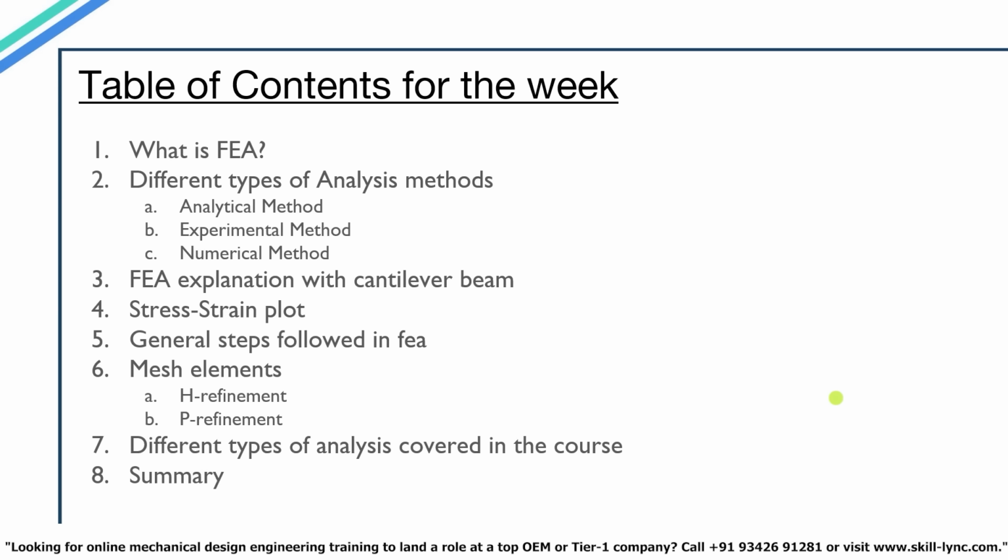So the table of contents for the week were, first we'll learn what FEA is, and then we will look at the different types of analysis methods. The first one is the analytical method, the second one is the experimental method, the third one is the numerical method. And after that, I'll give you a brief explanation of FEA with the help of a cantilever beam. And then we'll talk about the stress and strain plot. And after that, I'll give you the general steps which are followed in solving any FEA. And we'll just talk about the mesh elements, the H refinement, the P refinement. In the end, I'll talk about the different types of analysis which is covered in the course.